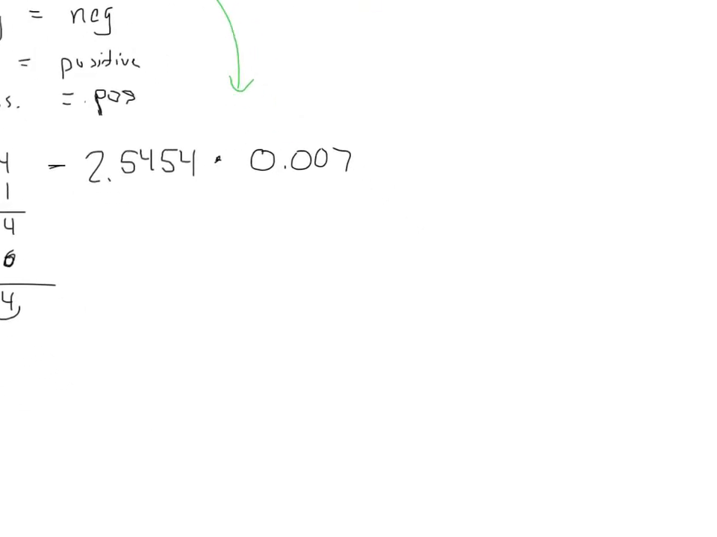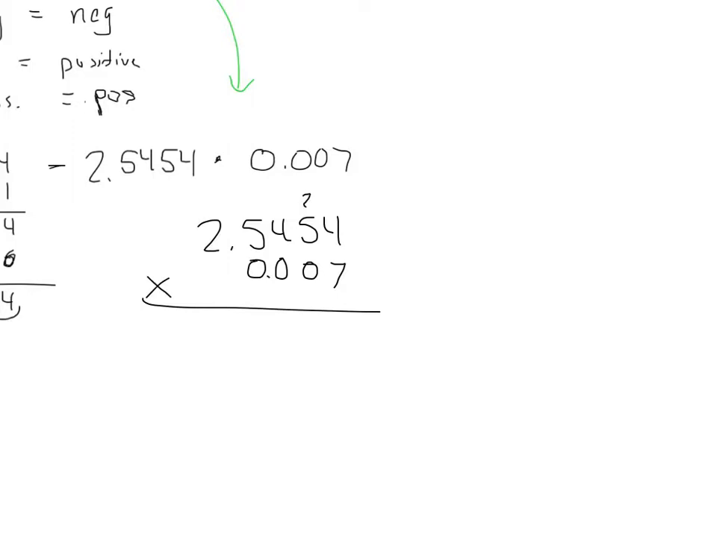So we're going to pretend this negative sign just doesn't exist for a minute. And we're going to multiply 2.5454 times 0.007. Okay, so in order to make it line up on the right, so 7, 0, I'm going to write it backwards. And then where's my decimal? It's right there. Okay, so let's go ahead and multiply this.